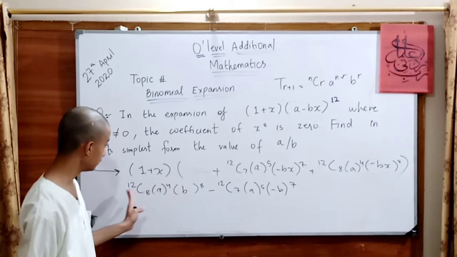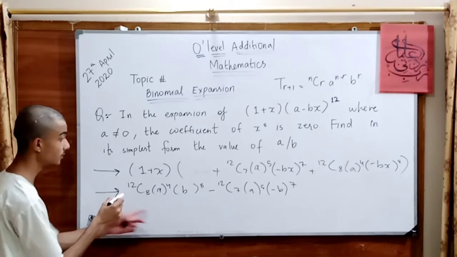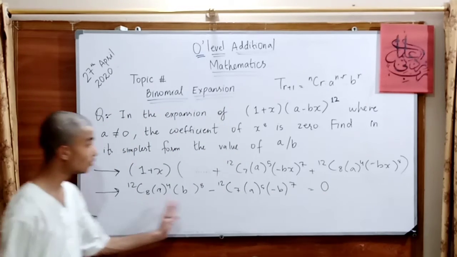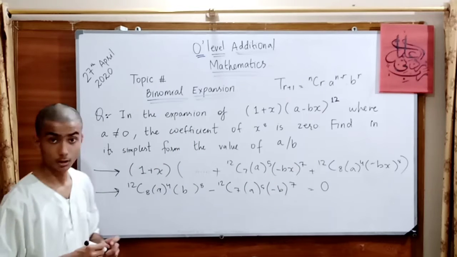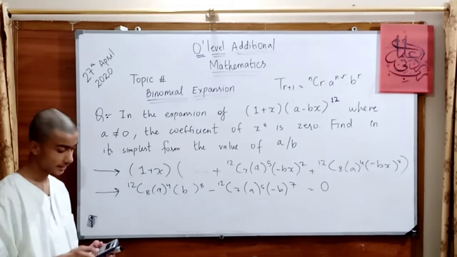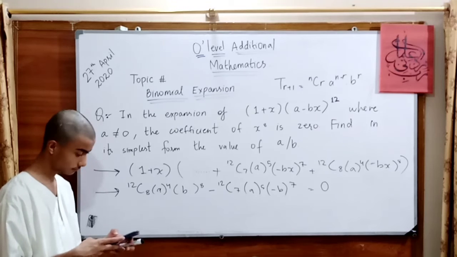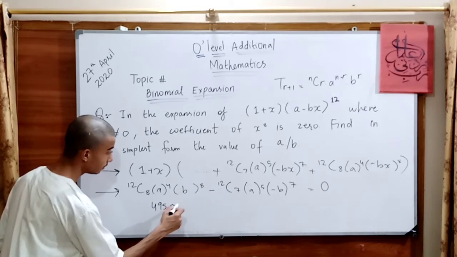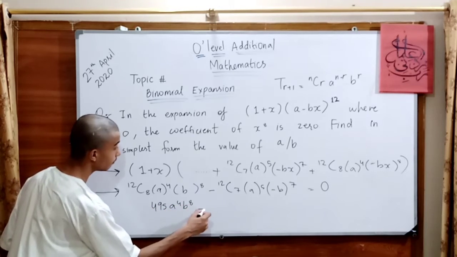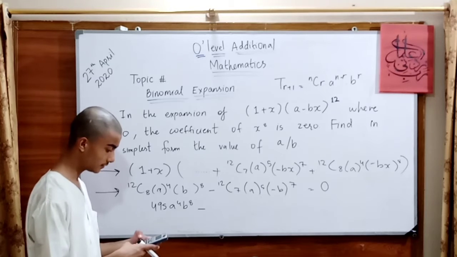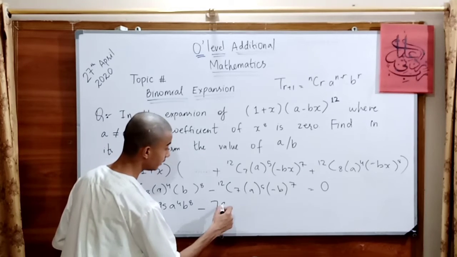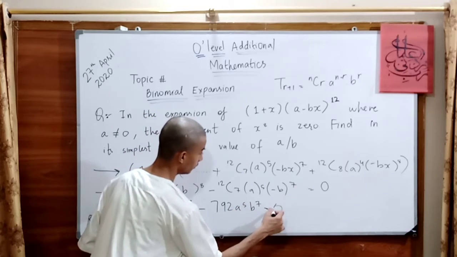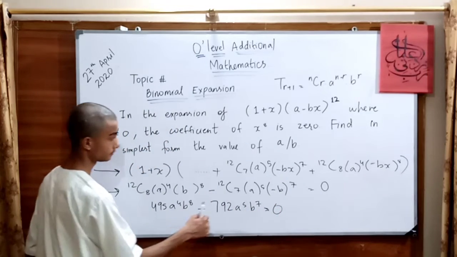We have to notice that the sum of these two values should be 0, because it is written that the x to the power 8 coefficient is 0. So we have to equate it to 0. Now to solve this question, calculating by hand, 12C8 would be 495, so 495 a to the power 4 and b to the power 8, minus 12C7, which is 792, a to the power 5 and b to the power 7, equal to 0.